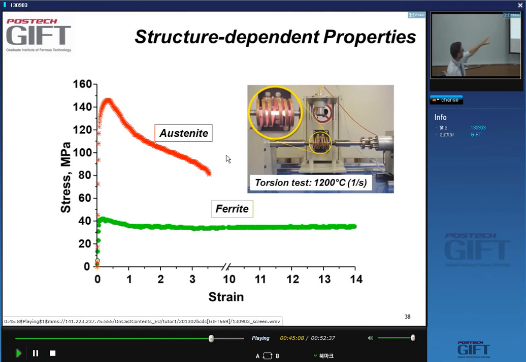And you can see here the shape of the curves. Don't worry too much about the shape of the curve, because the shape of the curves is partly due to the fact that the tests are done at very high temperature, 1200 degrees C. But you can see that the ferrite is much, much softer than the austenite in these stress strain curves that were obtained by torsion tests. Okay?